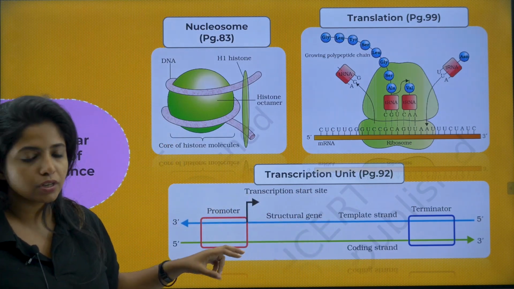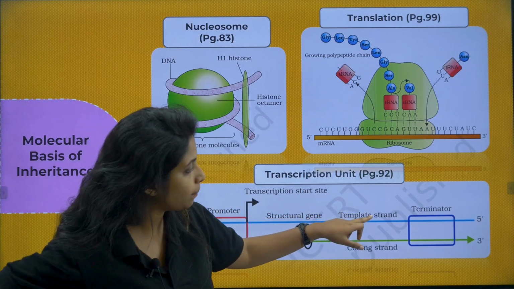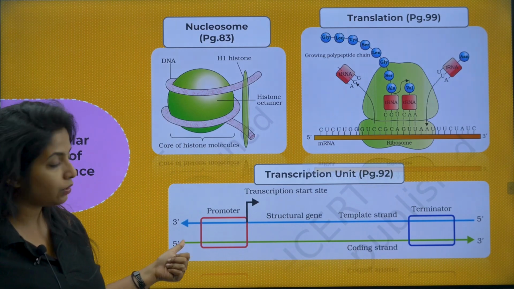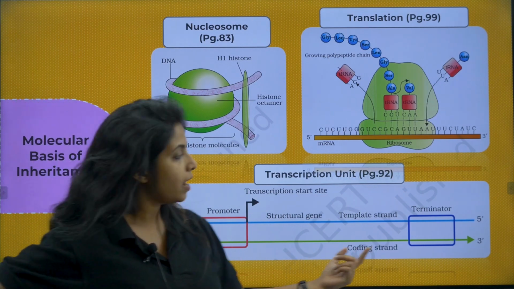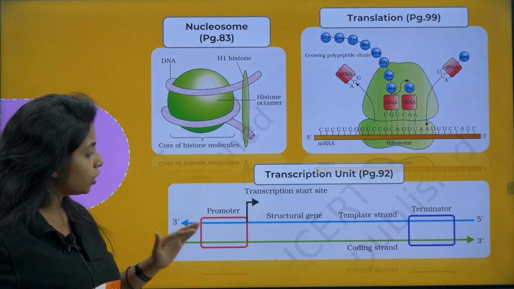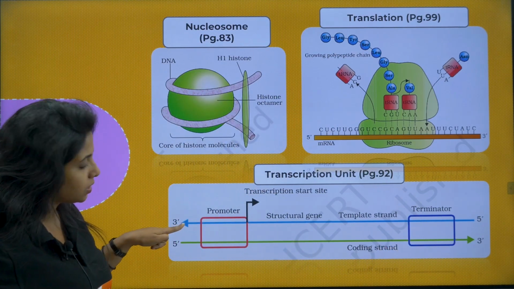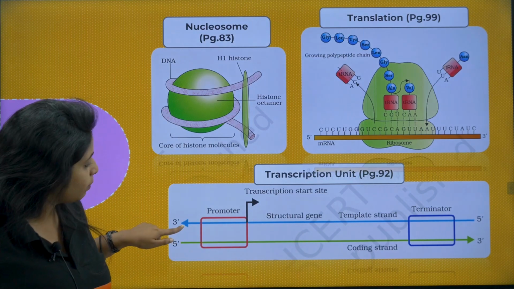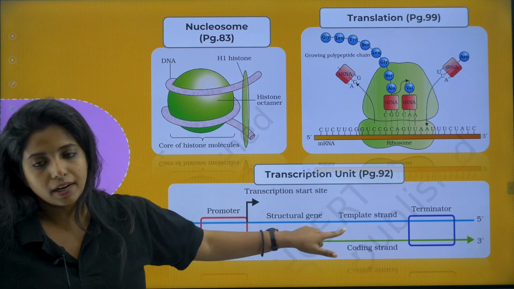Again, a very famous question. You should always remember this is a template strand and this is a coding strand. So on the 5' end of the coding strand, you will be having the promoter region, and the 3' end of the coding strand, you will be having the terminator region. So if at all you forget things, just remember this is 3', because transcription happens in 5' to 3' direction. So obviously it will be coming and binding over here and making a strand like this.